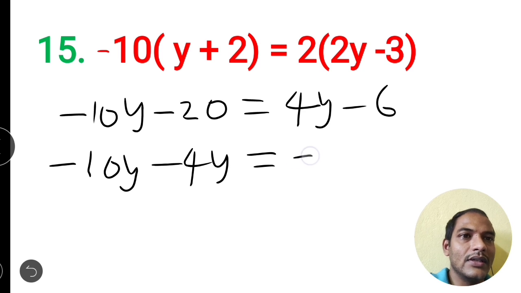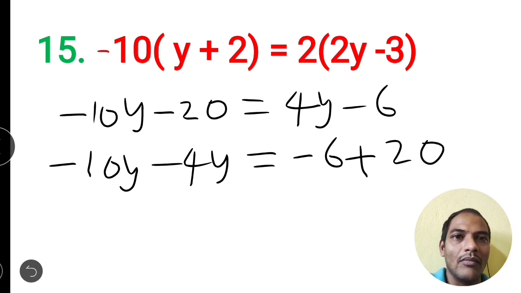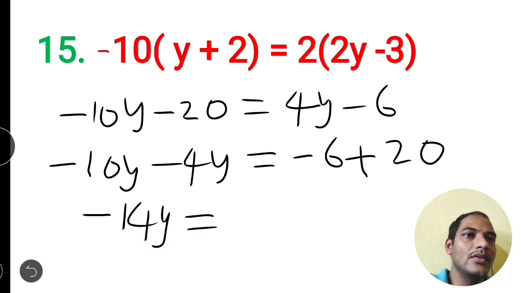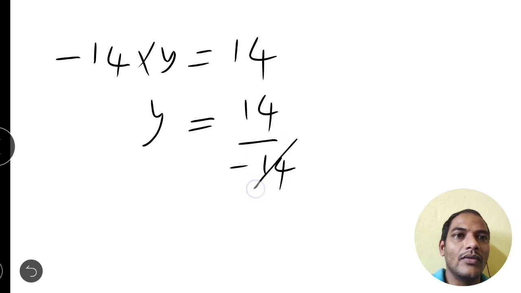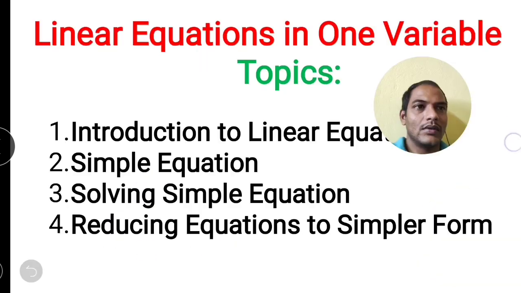Now write variables on the left side: minus 10y, and one more variable plus 4y, so it will become minus 4y. Next, write the right side constant number first, plus the left side constant number 20. Minus 10y minus 4y is minus 14y equals minus 6 plus 20 is 14. So minus 14 into y equals 14. Now y equals 14 divided by minus 14. 14 cancels. Here minus will come as it is, so minus 1. So the y value is minus 1.